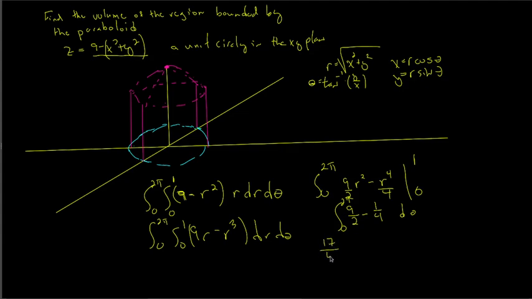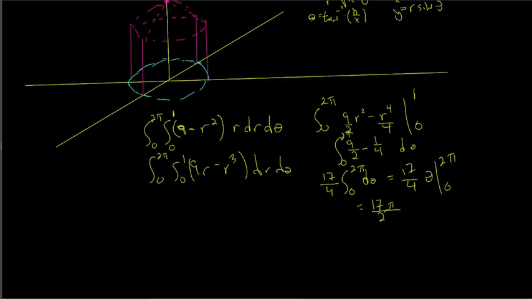So I'll just bring that out front. D theta, which is 17/4 theta, evaluated from 0 to 2 pi, or 17 over 2 times pi. And we found the volume of our solid. So polar coordinates really work nicely when we have polar symmetries.